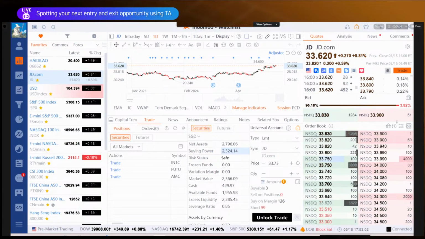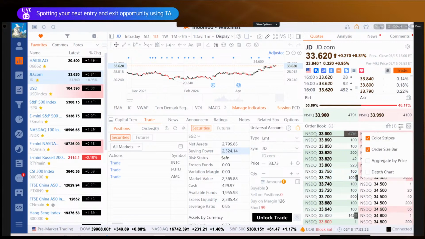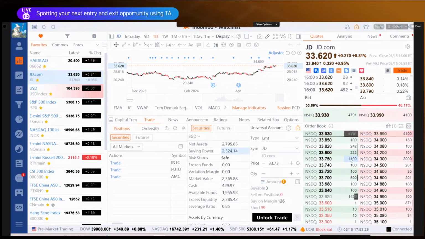How does this work? You can see if aggregate by price is not selected, just taking an example, look at the bid side. You have 2 prices, 33.75. One has a 100 order, another 33.75 has a 1,000 order. People might be confused by this. So you aggregate by price, and you can see that 33.75 essentially adds up both 1,000 and 100 to give you a total order of 1,100. It just means that there is an order for 1,100 shares of JD.com. So at 33.75, you have 1,100 shares waiting to be bought. So that is really how we use the order book.